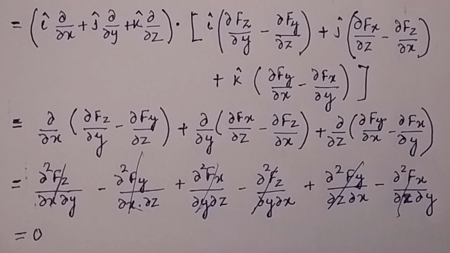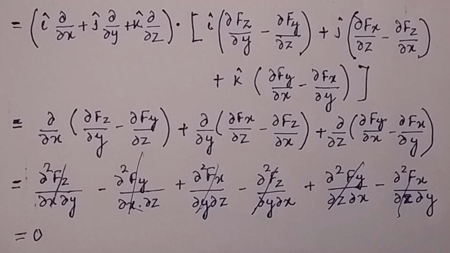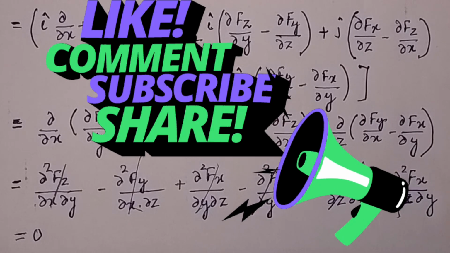So the result will be equal to 0. Hence, it is proved that divergence of curl of a vector field is equal to 0. And this vector identity is very useful in various problems in physics.